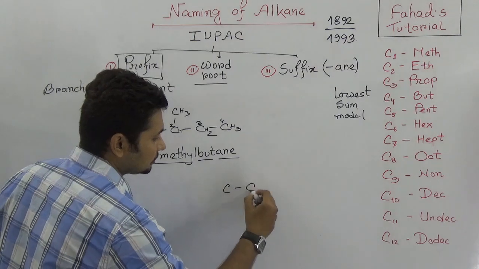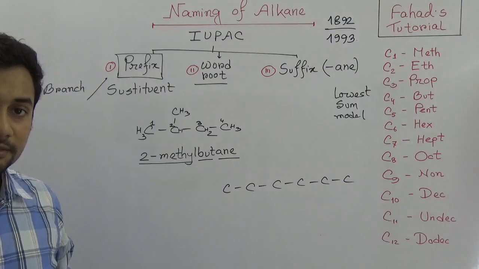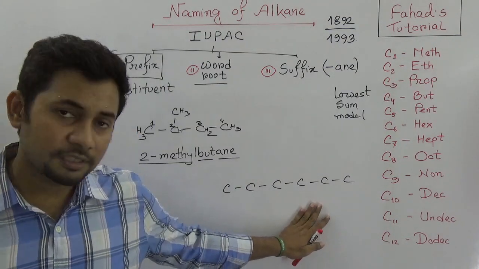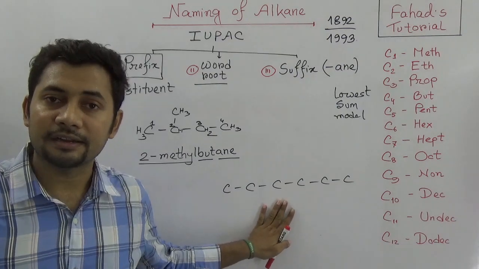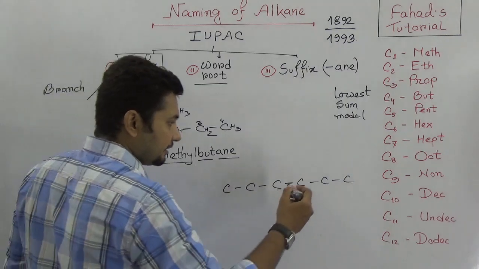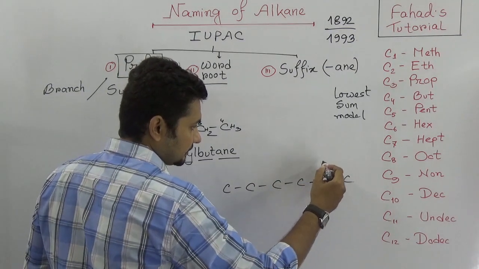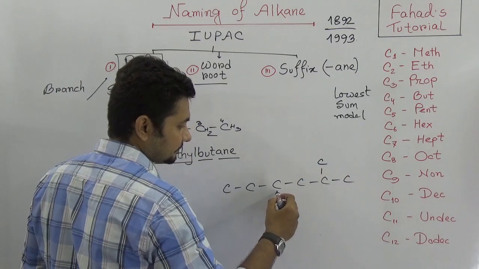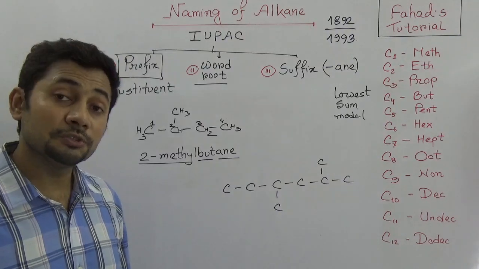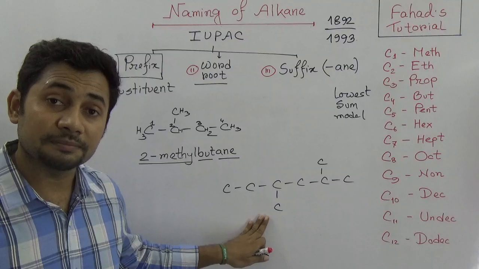Suppose 1, 2, 3, 4, 5, 6. Now we got 6 carbons and there is no double bond. So first we can see this is hexane. Hexane. But what else? If there is C and then C, now we got 2 branches or 2 substituents. There was 1 substituent, here are 2 substituents.